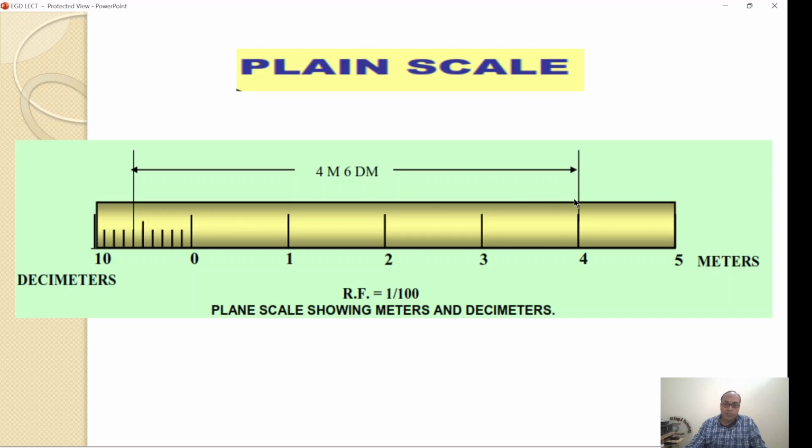Draw a vertical line from the 4 mark and, on the left side, from the 6 decimeter part. This is 1, 2, 3, 4, 5 and this is 6. From 6 we take a vertical, and in between write 4 meter and 6 decimeter. And here we have marked the RF, that is 1 by 100, and we have shown on this scale 4 meter and 6 decimeter. So in this way our first problem of the plane scale is solved. Let us see the next problem.